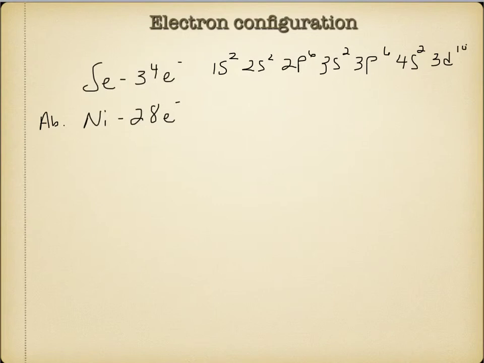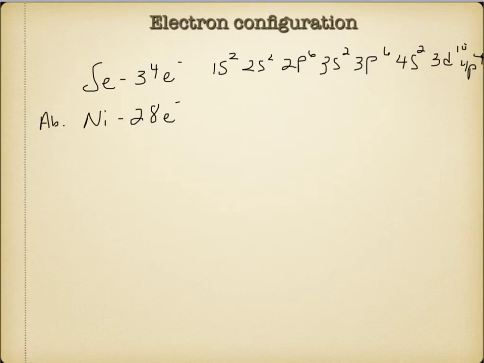And if we count up to see where we're at, we have 2, 4, 6, 8, 10, 12, 18, 20, 30. We need to get 34, so that leaves us with a 4p4. There you go. 4p4. So there's your electron configuration for selenium.